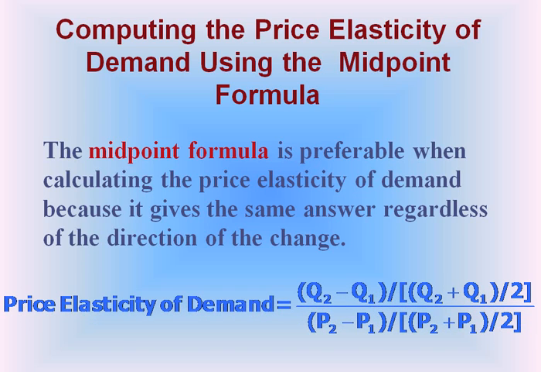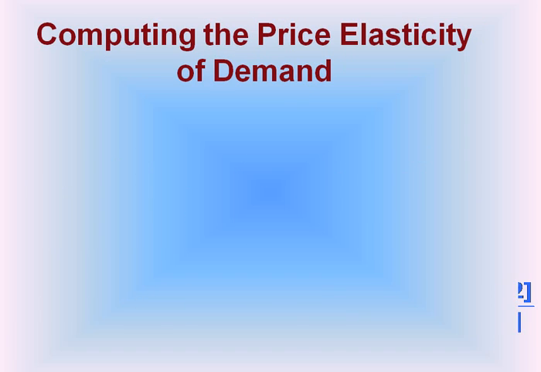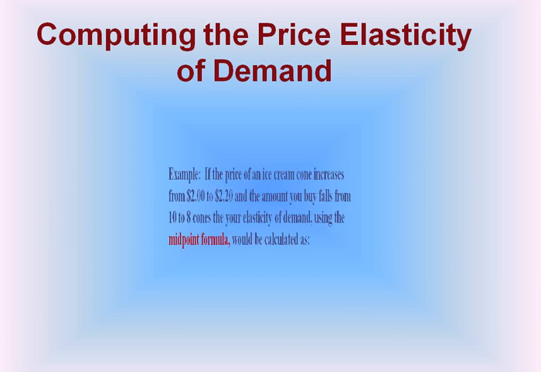Price elasticity of demand is Q2 minus Q1, that is the change, divided by Q2 plus Q1 divided by 2, that is the midpoint of quantity. Everything is divided by P2 minus P1, that is the change in price, divided by P2 plus P1 divided by 2, that is also a midpoint. So we are going to calculate price elasticity of demand.